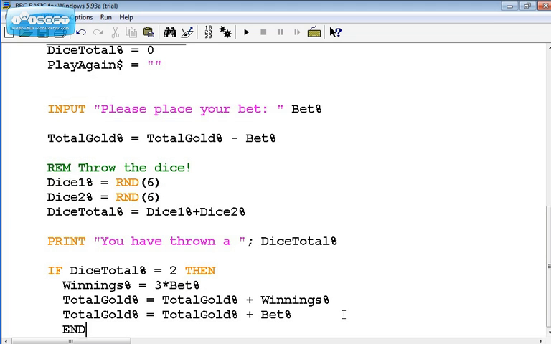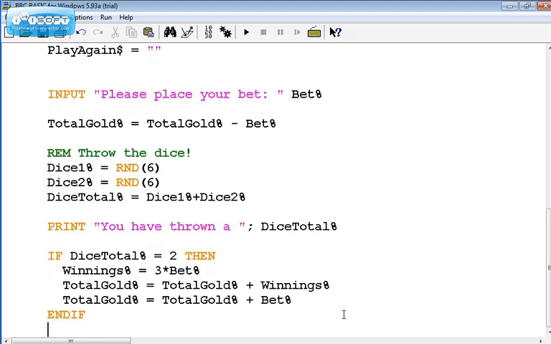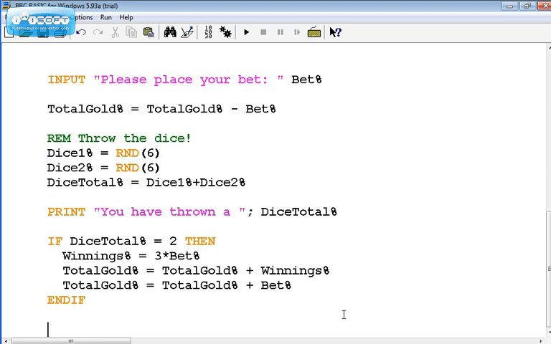And don't forget, at the end of an if then, we must have an end if. And that's how to do it if the dice throw equals a 2. We need to go through all the other possibilities as well. If dice throw equals a 3, 4, 5, 6, 7, 8, 9, 10, 11 or 12, they win depending on what number they've thrown.